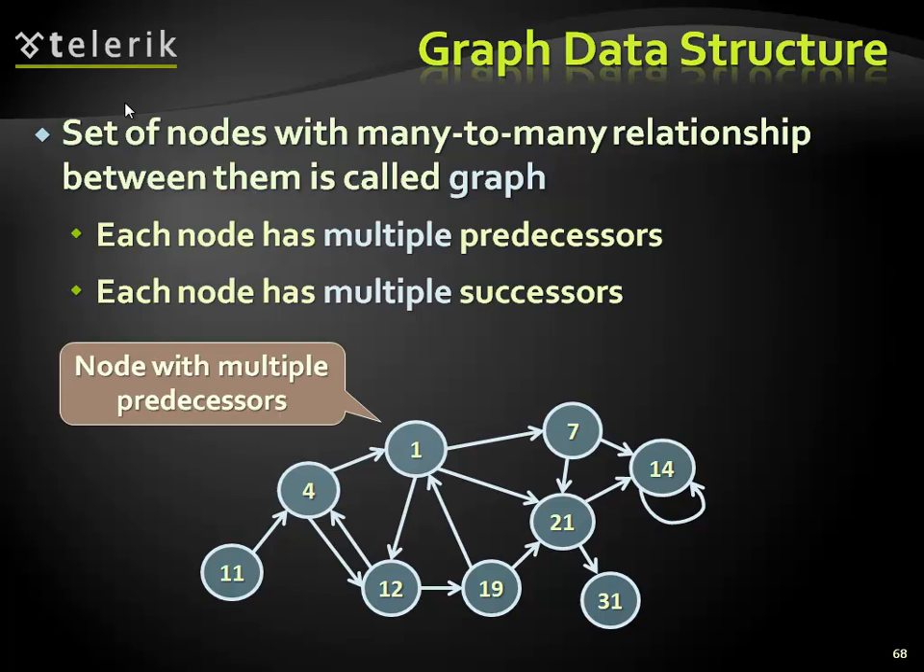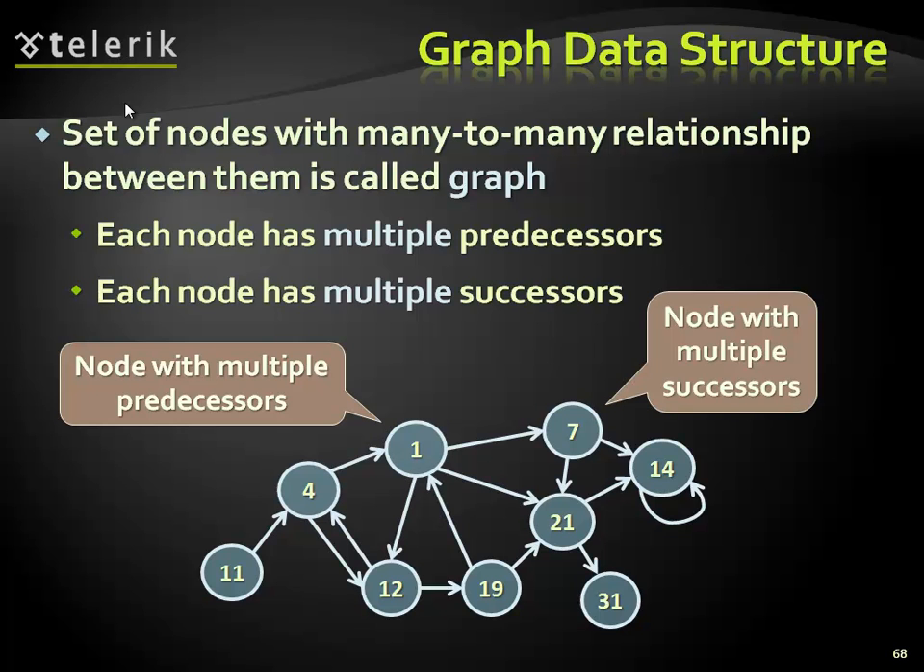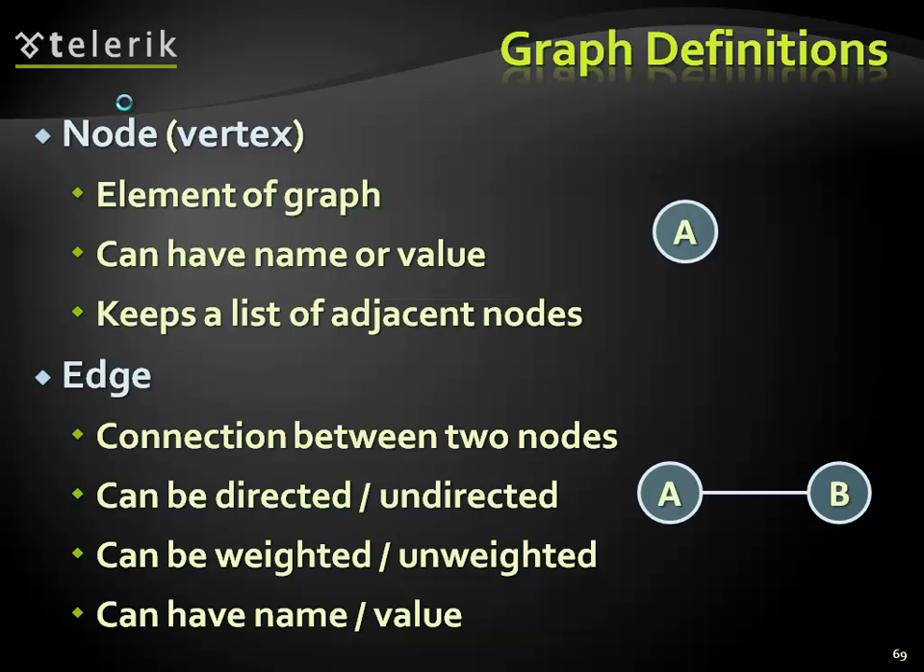So, each node could have multiple predecessors. This node has multiple successors over here, meaning that 21 and 14 are all successors of 7. And yeah, that's what a node is. The same thing as in a tree, but we said that each tree node is a tree by itself. Well, each graph node is a graph by itself.